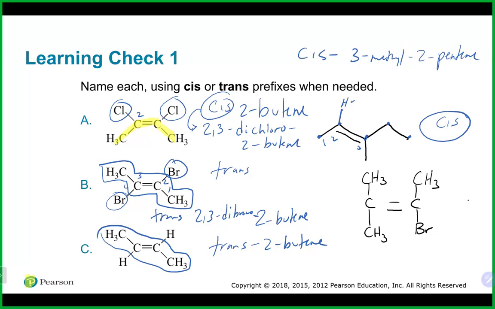Any questions on naming or identifying cis or trans? That's the really key thing: double bond carbons need to have different groups on each one, and a similar group on opposite ones, in order for it to be possible. Any questions on that?